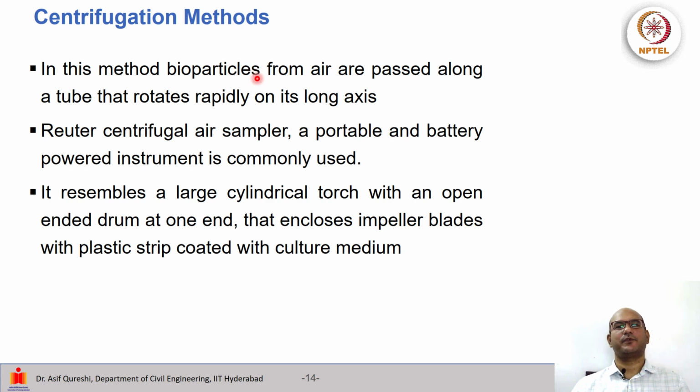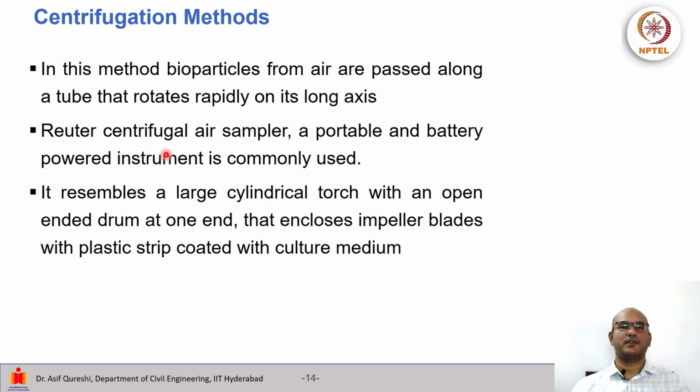The next method is centrifugation methods. In this method, bioparticles from air are passed along a tube that rotates rapidly on its long axis. Some kinds of centrifugal air samplers are portable and battery powered, and they can be taken anywhere and used in a user friendly manner.